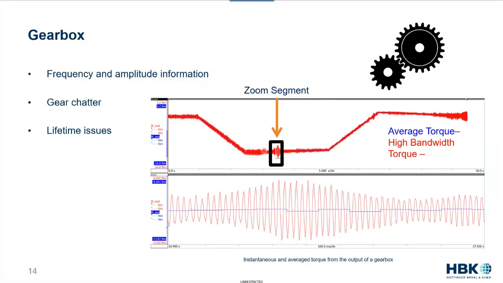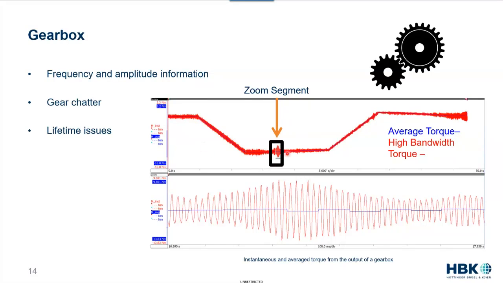So in the top graph, you're seeing the overall full test. You've got maybe 45 seconds of data there. The red trace is the high bandwidth torque, the instantaneous torque, and the blue, which you can just see in the middle of the red, is the average torque signal.